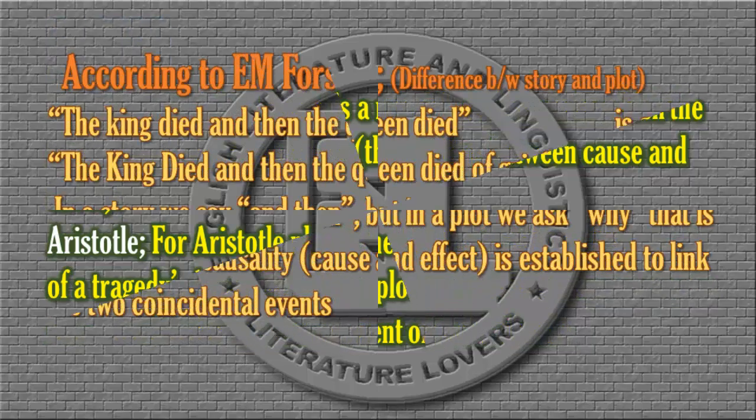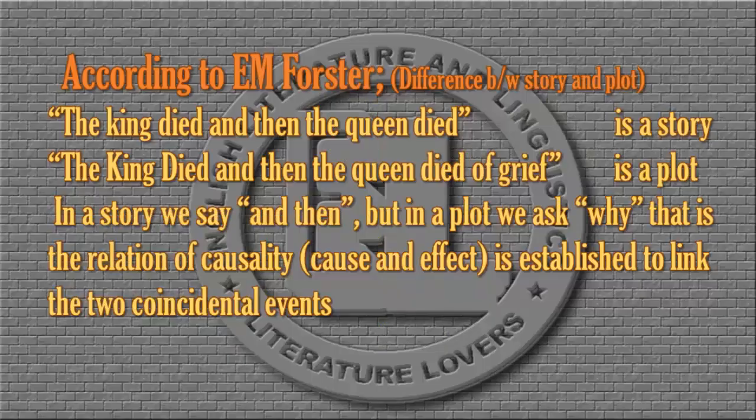E. M. Forster differentiates between plot and story in the following way. The king died and then the queen died is a story. The king died and then the queen died of grief is a plot. In the second statement, grief is established as the motive for the death of the queen, and with this the two incidents, the king died and the queen died, have been linked. In the first statement, there is no link between the two events.